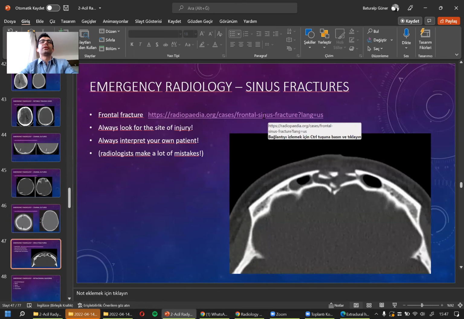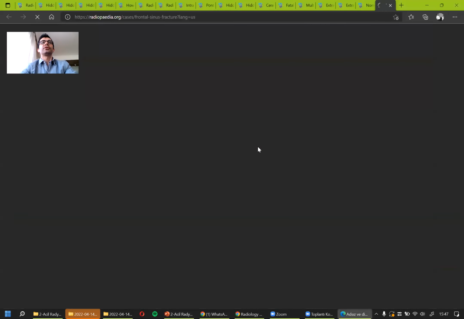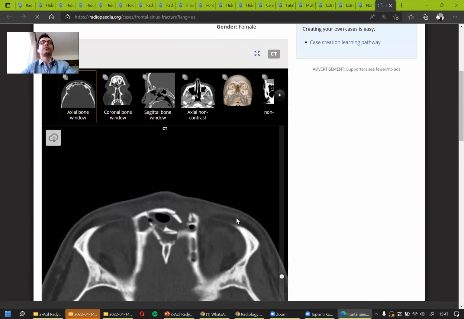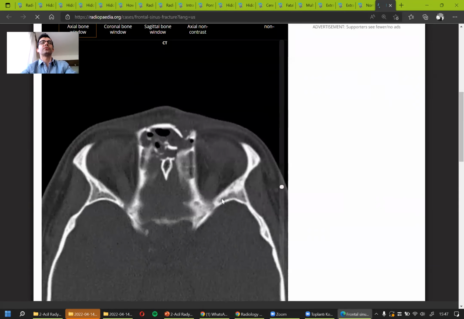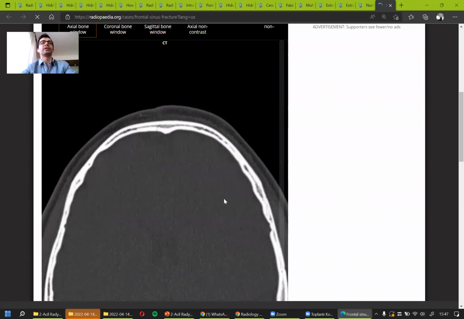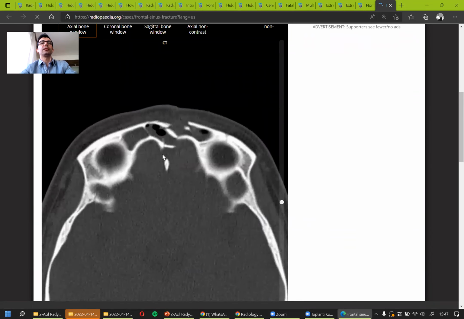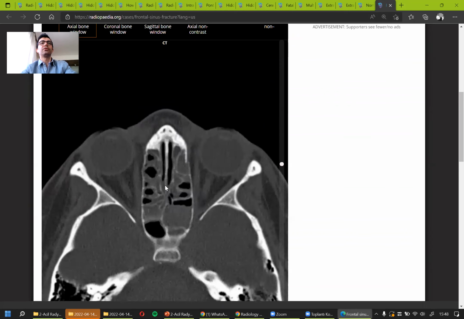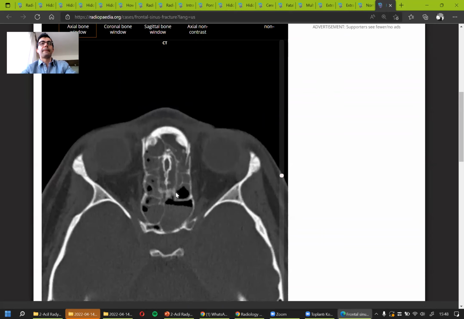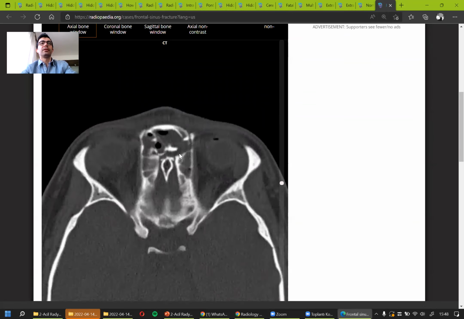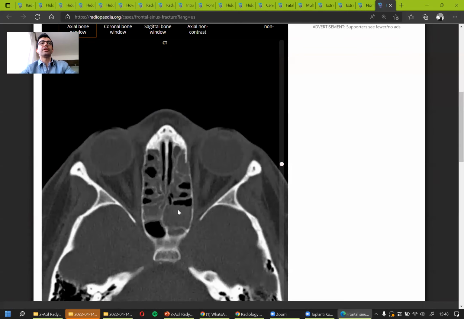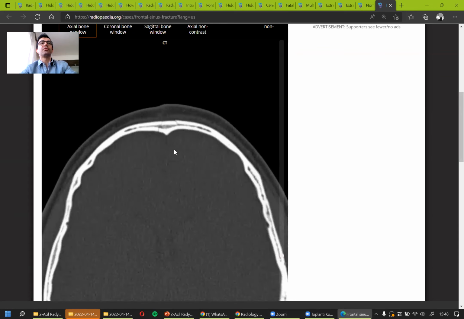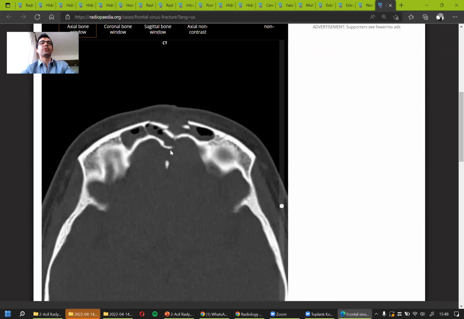So this is a case of frontal sinus fracture. It's a case of high energy trauma, probably a fall from more than its height or some motorcycle accident. We are seeing a fracture which includes both sides of the frontal sinus, and it includes the ethmoid bone as well, because I'm seeing a lot of fluid inside the ethmoid cells. On the top, it goes on like this with the frontal fracture.